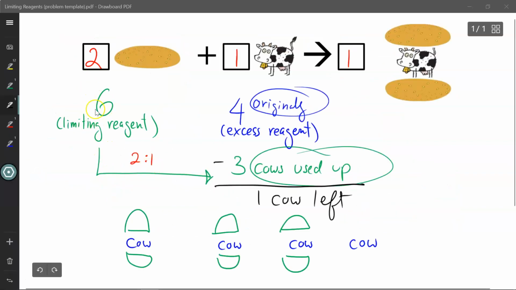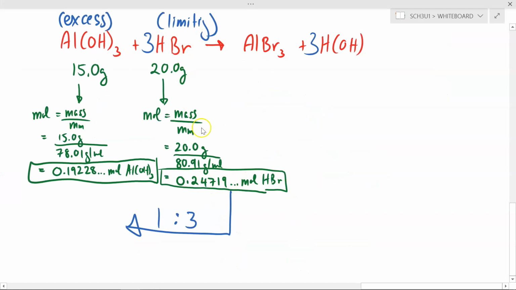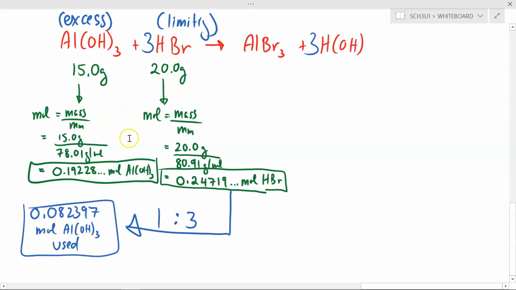So the first step was to take your limiting reagent, use your ratios to find out how many of the excess was used up. This ratio is a 3-to-1. So divide by where you are, so divide by 3, multiply by where you're going. In this case, it's a 1. So divide by 3, multiply by 1, and you get 0.082397 moles of aluminum hydroxide used up.